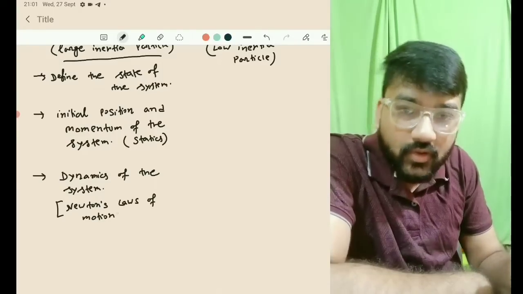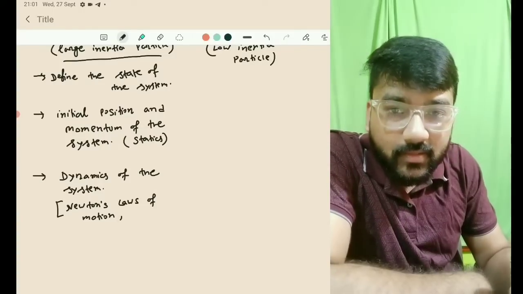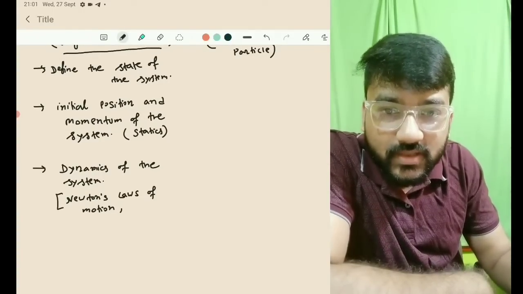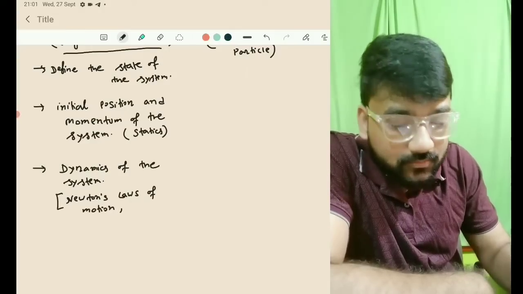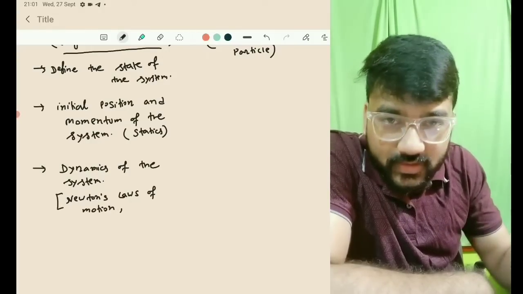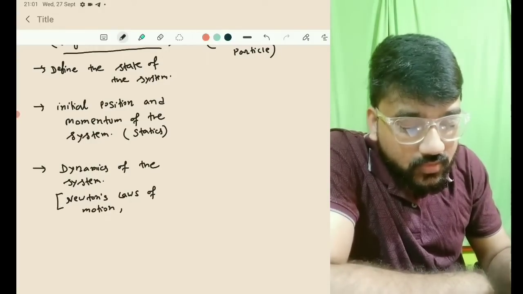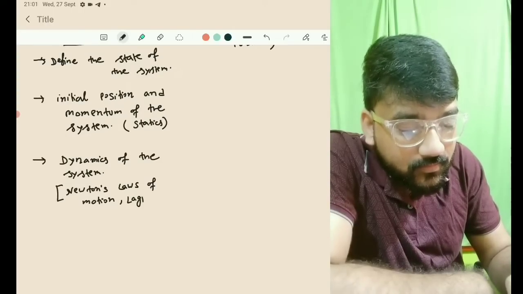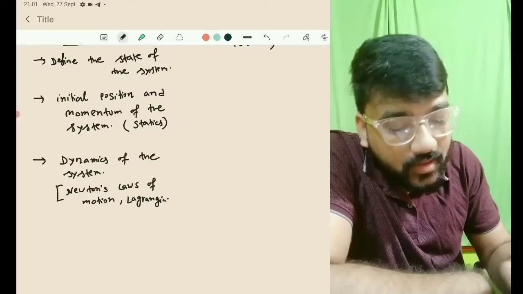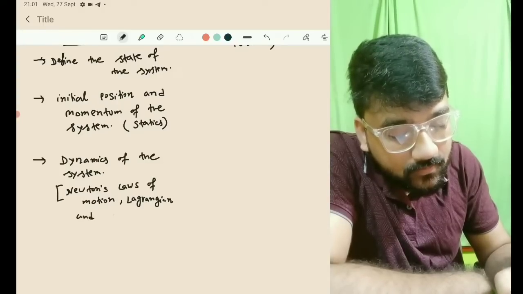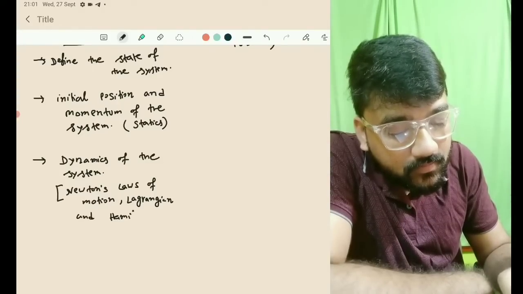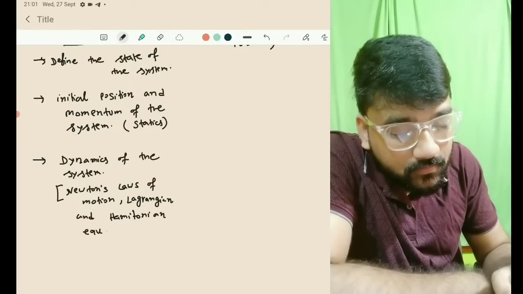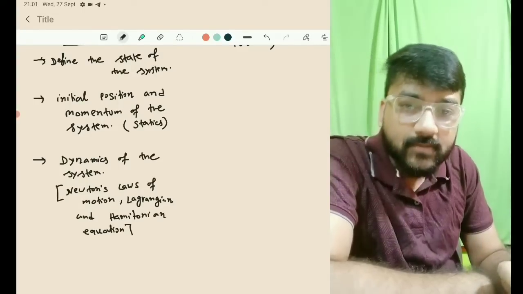Or in another way we can also study it, that is called Lagrangian and Hamiltonian equations. That is the advanced course of classical mechanics that we will discuss later on in the course of classical mechanics. So Newton's laws of motion and Lagrangian and Hamiltonian mechanics, we will use these.